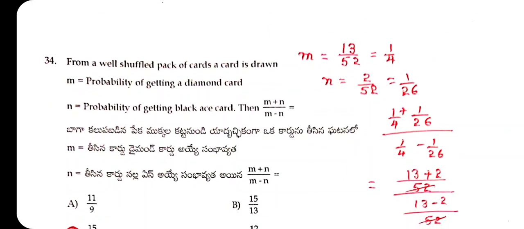Here they have given probability. Diamond cards, how many diamond cards? 13 cards. So 13 by 52, that is 1 by 4. That is the M value. And the N value is black ace cards. So how many black ace cards are there? 2 are there. 2 by 52, that is 1 by 26.